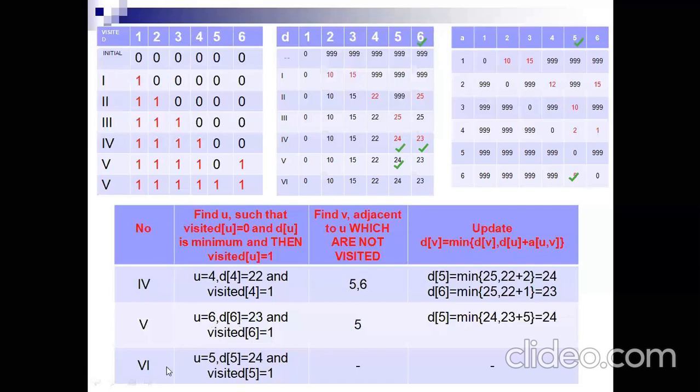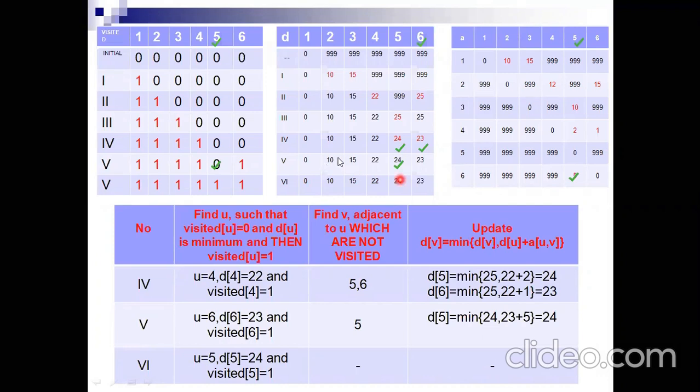Okay, next iteration, which is left out one? The left out one is only your fifth vertex. So the fifth minimum value is 24, which has been considered. Is there any vertex adjacent to the fifth vertex? Can you just see here? There is no vertex adjacent to the fifth vertex. So nil and no updations. After the sixth iteration, the values remain the same.